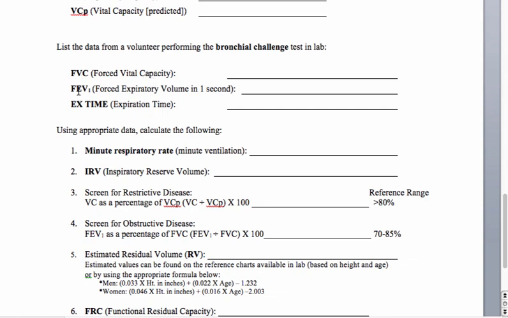The FEV1 is the amount of air that can be forcefully exhaled in the first second. So typically that's going to take 5 to 6 seconds. So in the first second, that should be about 70 to 85% of that FVC. This number will be reduced in individuals with obstructive pulmonary diseases like COPD, like asthma, etc.